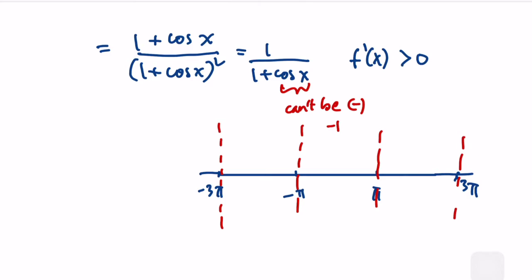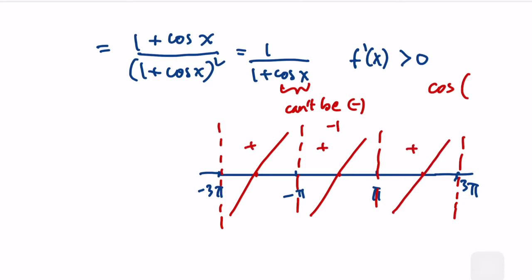We can check every possible x for the cosine, because if you have cosine of negative pi over 2, it's 0. So probably here will be the cross point, so this is going up, this is also going up, so always positive. Okay, the slope is always positive.